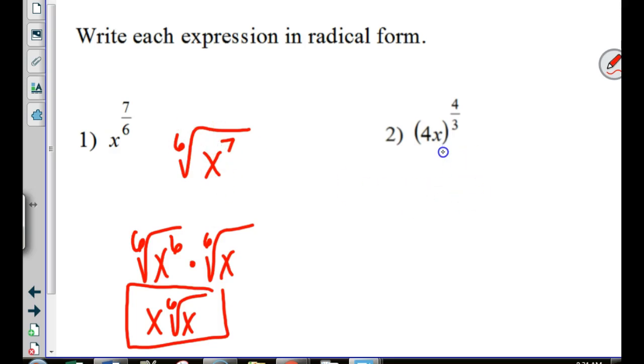All right, what about this disaster? The cube root of 4x all to the 4th. Okay.